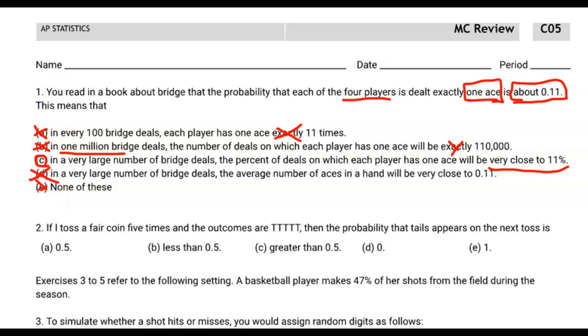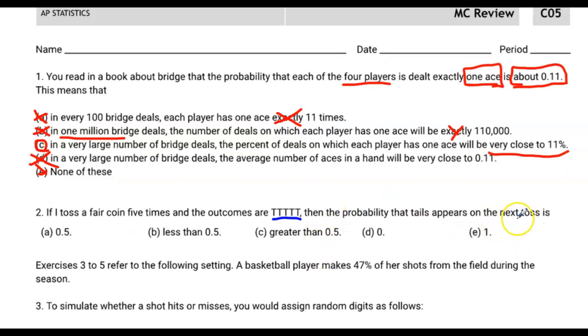Moving on. If I toss a coin 5 times and the outcomes are tails, tails, tails, tails, tails, a lot of tails, the probability that tails appears on the next toss is, remember, a chance process does not have a memory. If I give you a chance process and I say, well, what happens if a run of bad luck happens? It doesn't matter. A chance process is always going to have the same probability associated with it. 0.5 is for coins, right?